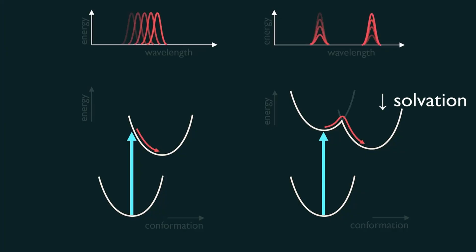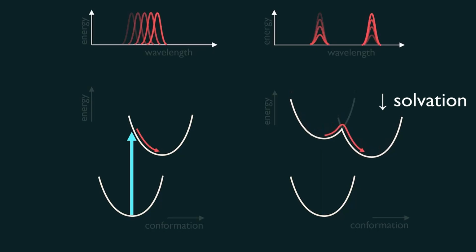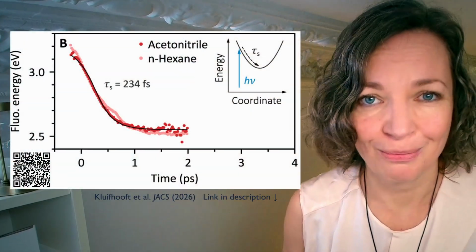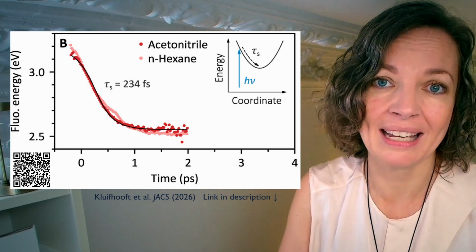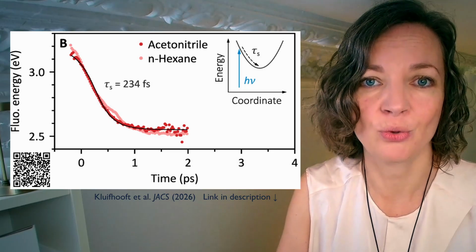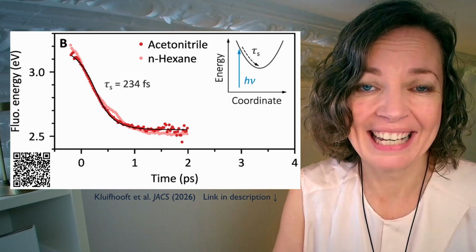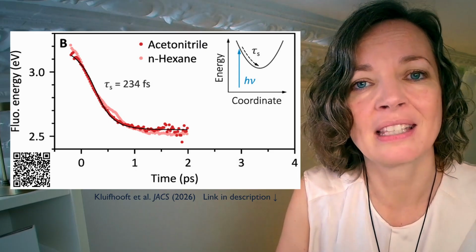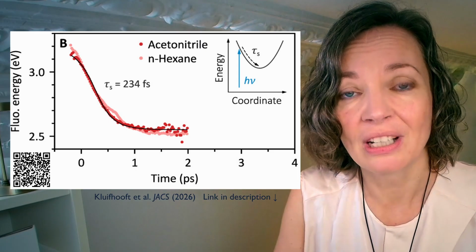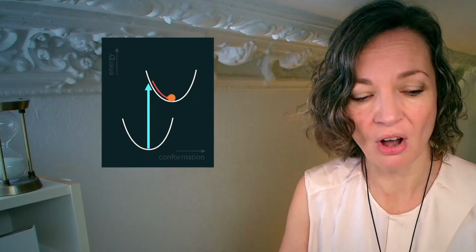So if the environment plays a role and we are observing a spectral shift due to solvation, then we would expect a huge change of what we observe in the acetonitrile compared to the N-hexane. Here is what we observe. You can clearly see that the shift of the stimulated emission is identical for the two solvents. From this, we can then conclude that this motion that we observe here in this spectral shift is actually due to a synchronous motion of the molecules.